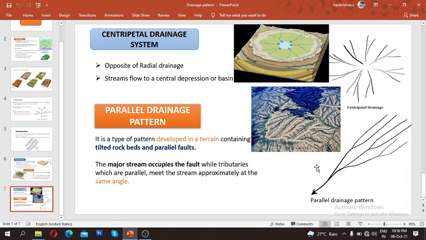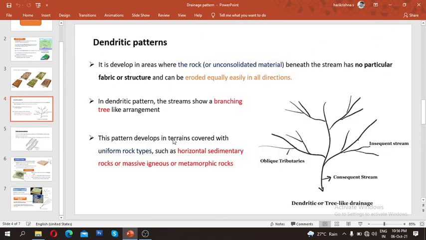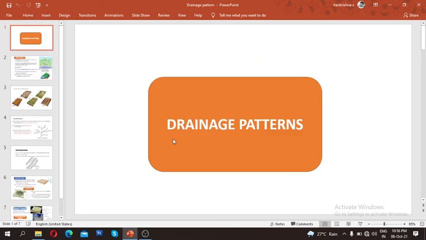So this will be your diagrammatic representation and this will serve as a watershed. Here you can see the blue color mark. So this is actually an area which is being selected for this parallel drainage pattern. Yes, so this is all about the various drainage patterns and I hope you guys remember this.